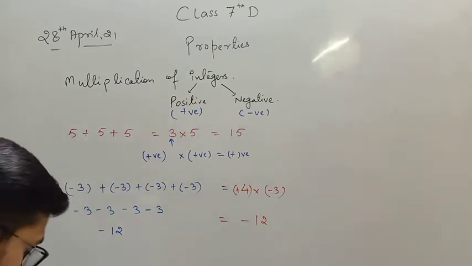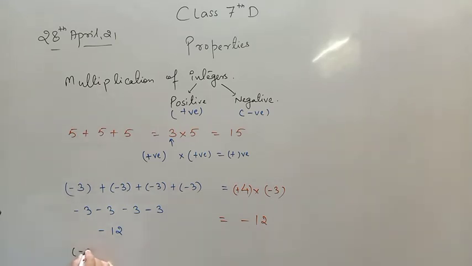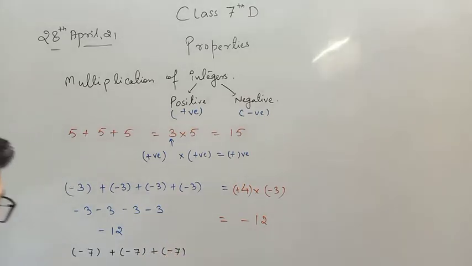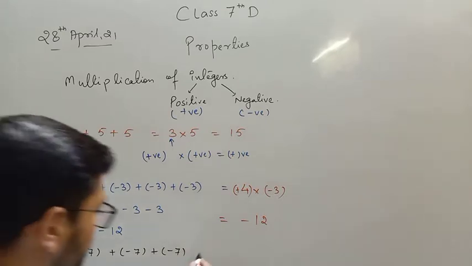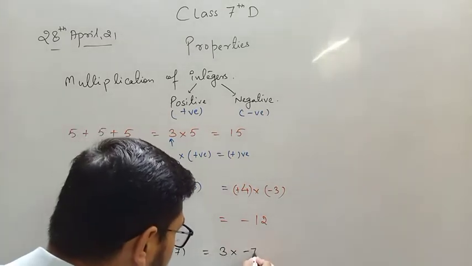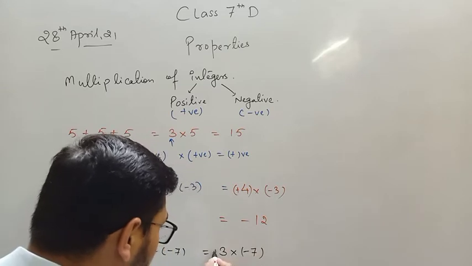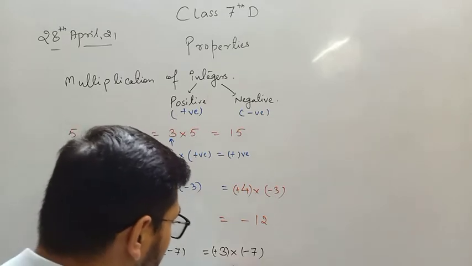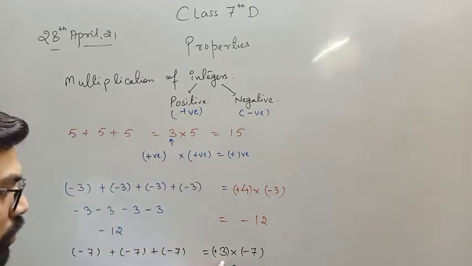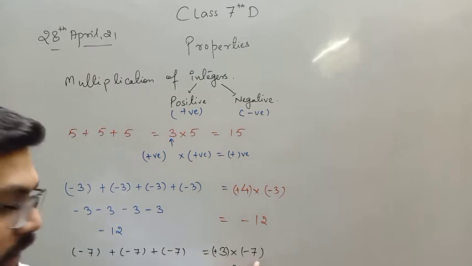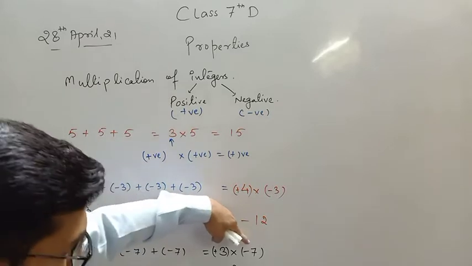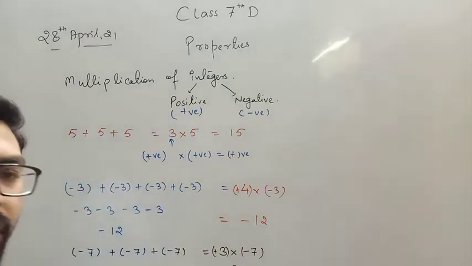Similarly, I'll take another example. Let's say minus 7 plus minus 7 plus minus 7. So 1, 2 and 3. Minus 7 is appearing in this expression 3 times. So what I can write is 3 into minus 7. 3 is nothing but a positive integer, so plus times minus gives minus, and 3 sevens are 21. So a positive integer multiplied with a negative integer will give me a negative integer. The process is very simple: plus times minus is minus, and 3 sevens are 21.